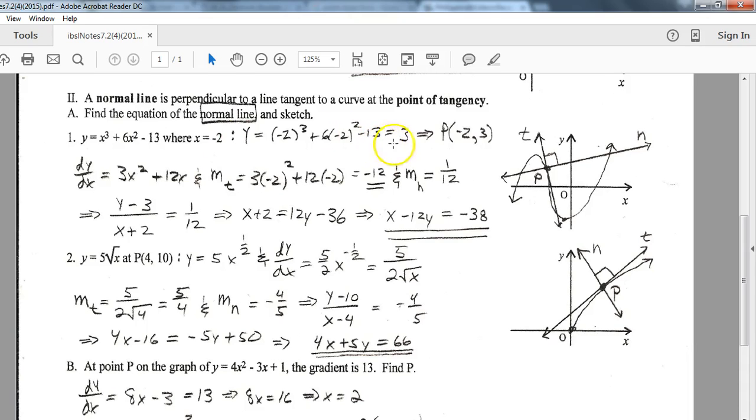Plug it into the original and you get a y coordinate of 3. So now you have the point. If I plug -2 into the derivative, so here's my derivative of this function, and if I plug -2 into that, I get the slope. So really important that I recognize on this problem, because I am looking for the normal or the perpendicular, that I use the opposite reciprocal slope in my problem. So this is the slope we would need to use, is 1/12.